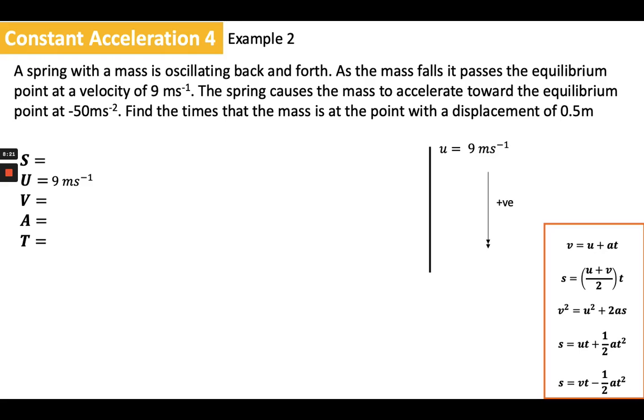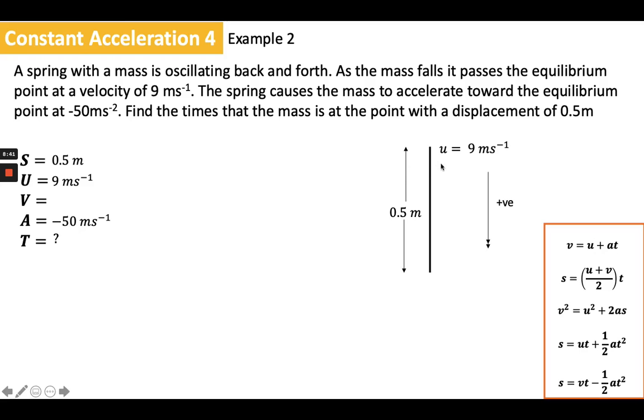The spring causes the mass to accelerate towards the equilibrium point at negative 50 meters per second squared. Find the times that the mass is at the point with displacement 0.5. So I want to find the times at a displacement of 0.5 meters. Okay, 0.5 meters.